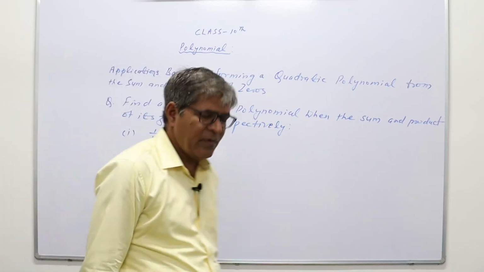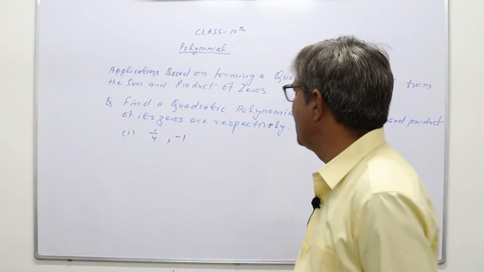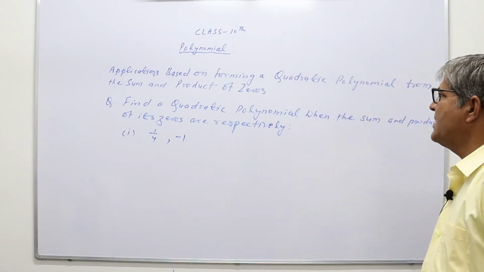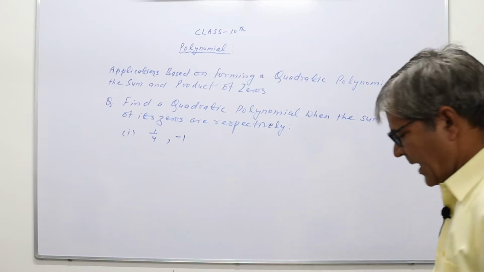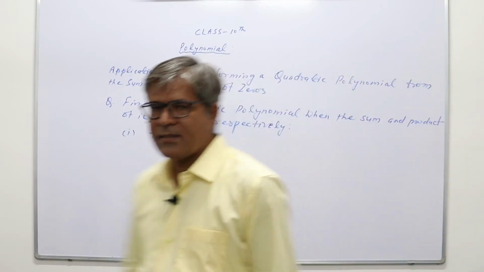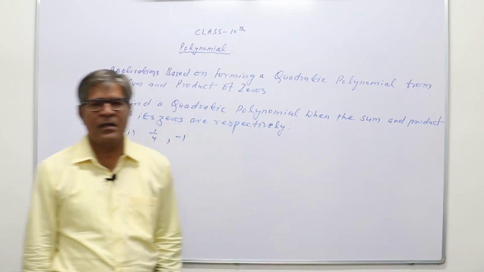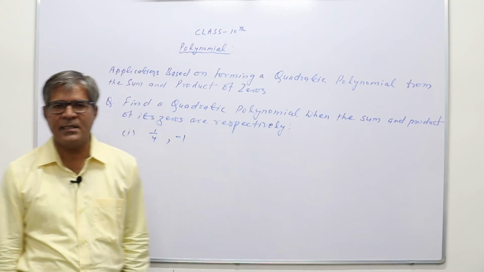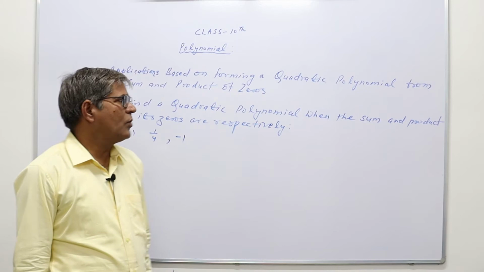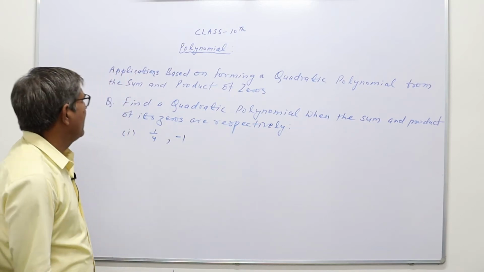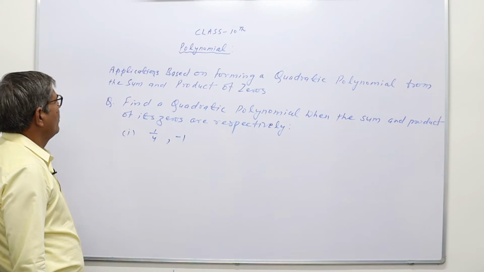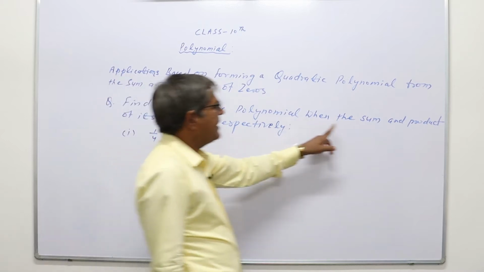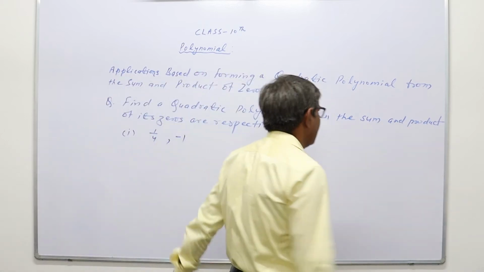Today, we will discuss some more applications based on forming a quadratic polynomial from the sum and product of zeros. In the last video, we discussed the relationship between the zeros and coefficients of a quadratic polynomial as well as a cubic polynomial. Related to that topic, now the application is: find a quadratic polynomial when the sum and product.